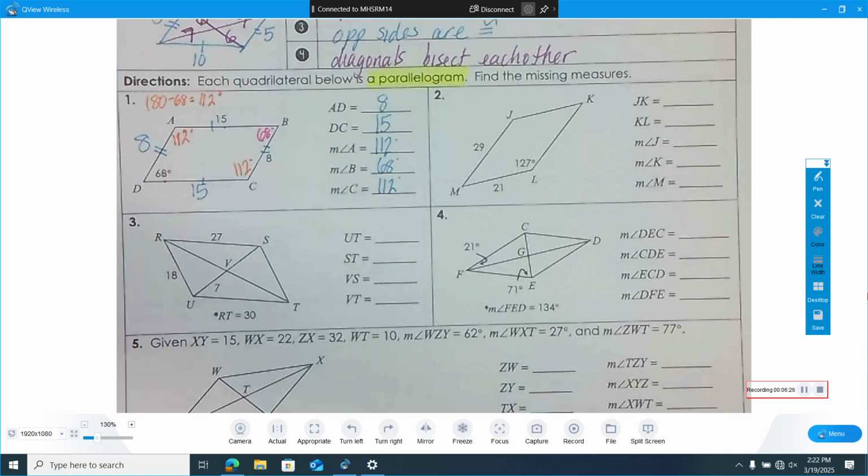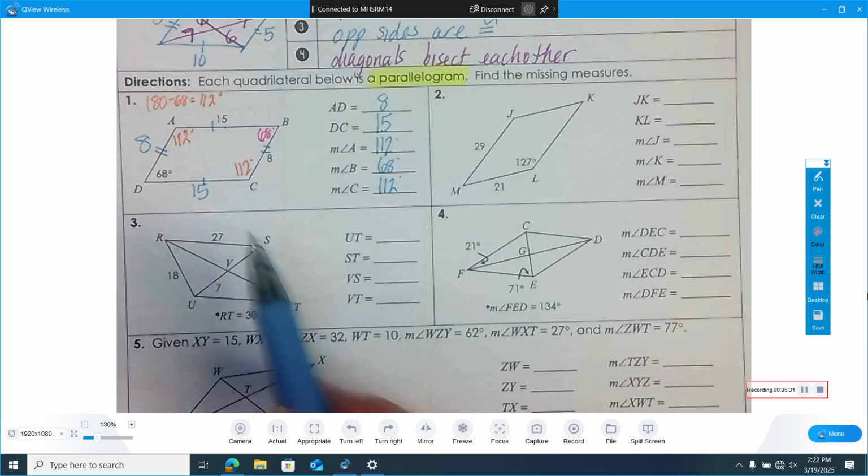All right, let's look at number 3. Looking at our picture, I see a 27. What else is?